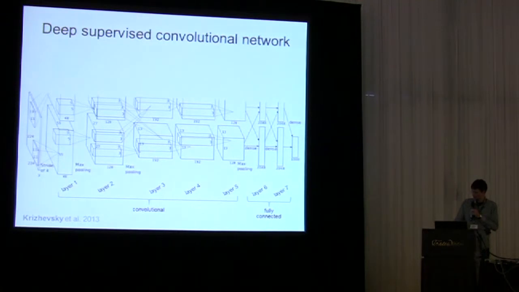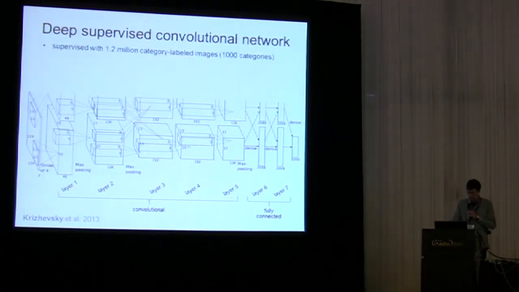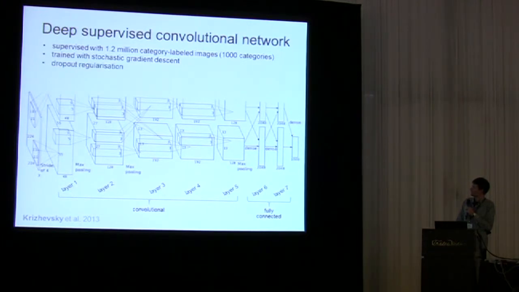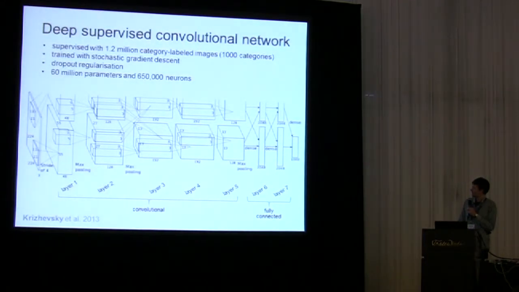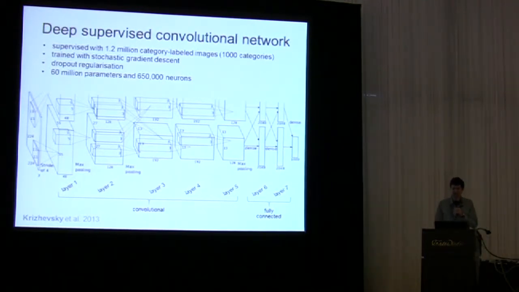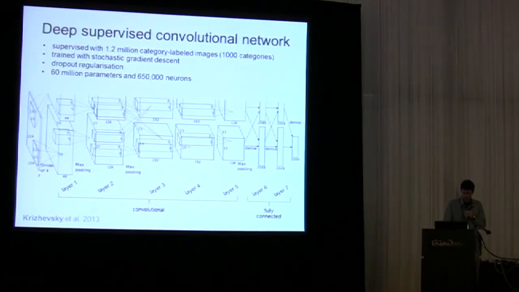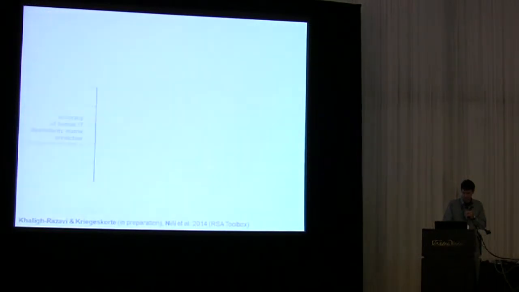So this network won the ImageNet competition recently, and it's publicly available, so we just downloaded it and compared its internal representations to our data. This is a supervised model. It's supervised with 1.2 million category-labeled images, trained with stochastic gradient descent using dropout regularization. It's got lots of parameters. So the key difference to the other models is the strong supervision with millions of labeled images, which enables this model to get these category divisions that are really missing in the lower level computer vision features.